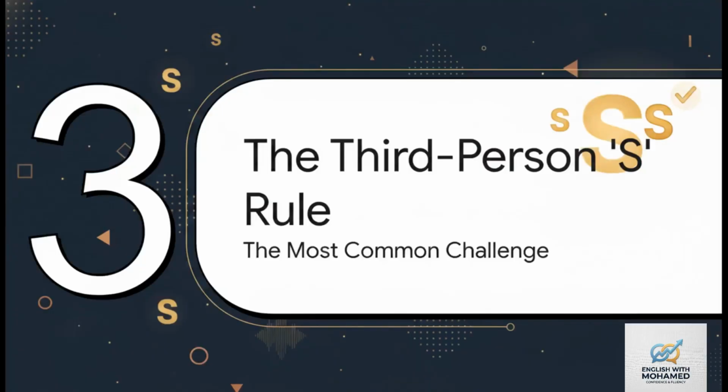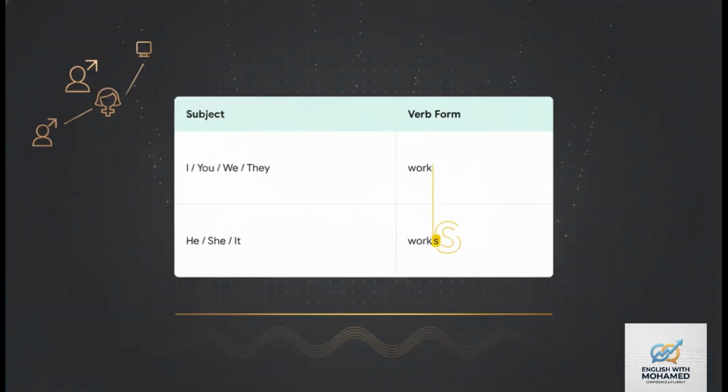Okay, now for the part that trips up so many learners. It's such a tiny detail, but it makes a massive difference in how natural you sound. It all comes down to one little letter, the letter S. This chart lays it out perfectly. When your subject is he, she, or it, what we call the third-person singular, you have to add an S to the end of your verb, but only in positive sentences. So it's I work, but he works. We like, but she likes. This is the big one.